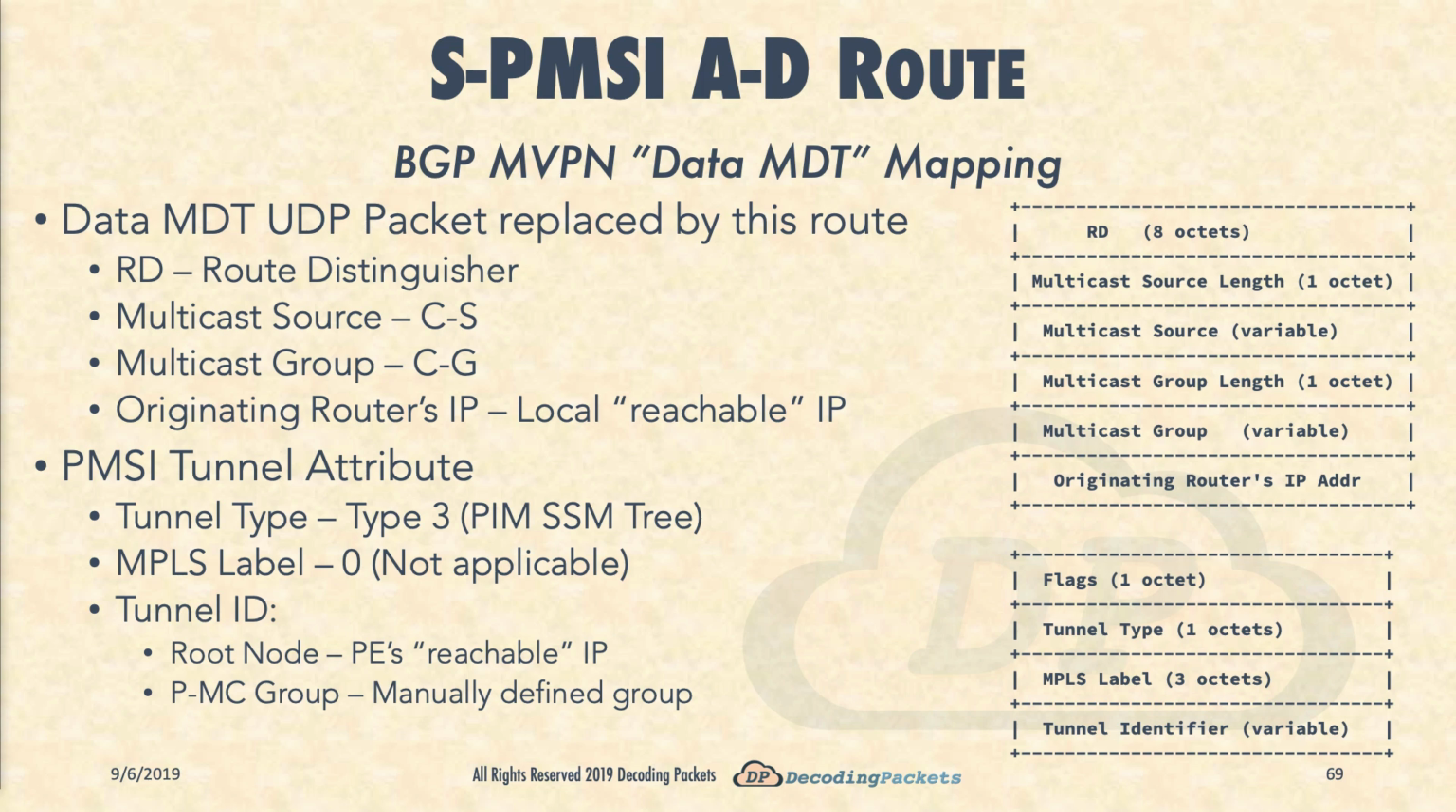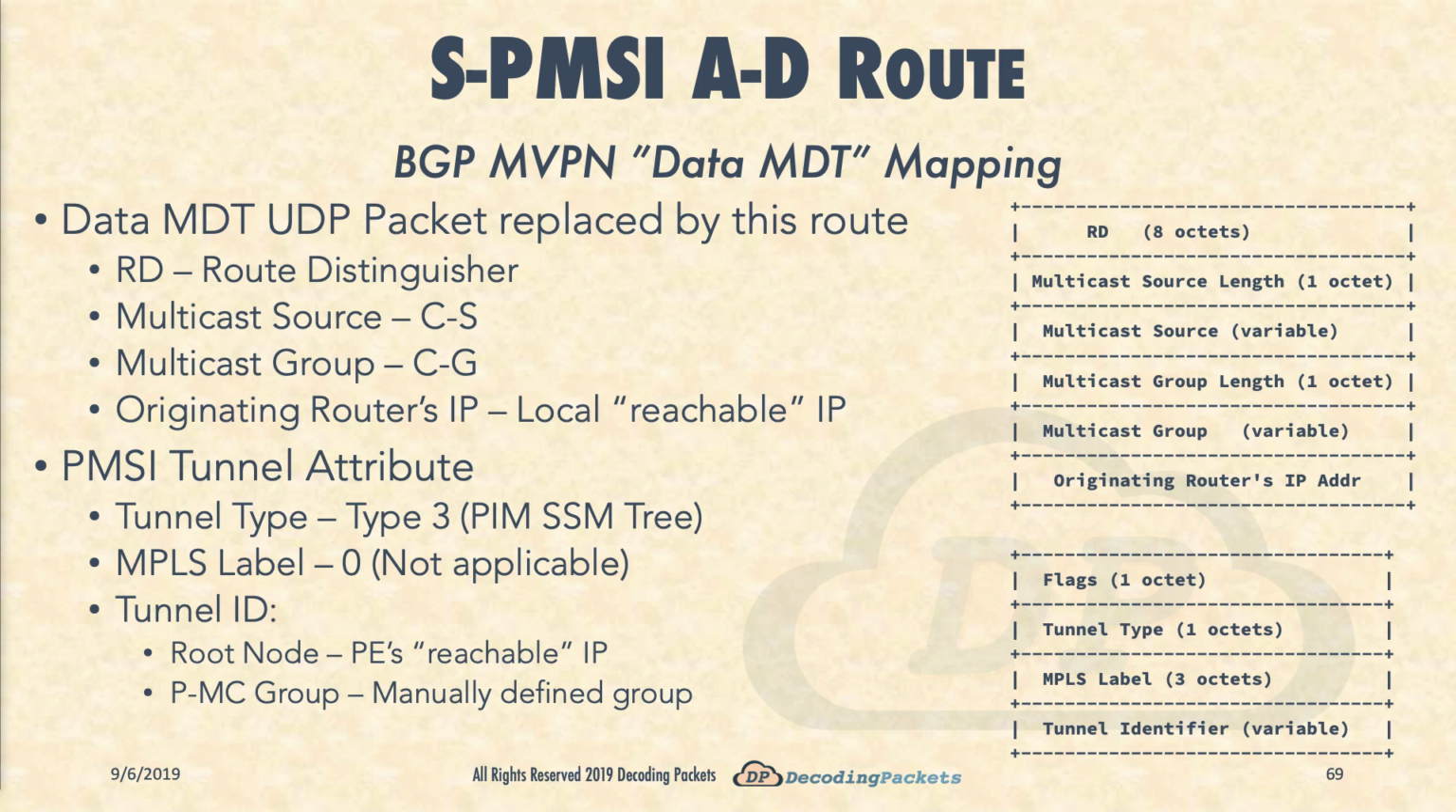Once again, standardization also leads to unification, and how it does that is by using the S-PMSI AD route, auto discovery for the S-PMSI or the data MDT. Fairly simple. Let's look at the route. RD, already explained in the IPMSI. Next is the C-multicast source length and address. So customer multicast source, its length and its address. That would be 4 octets for the length, and then the C-multicast source's IP. Group length and group address are along the same lines: 4 octets, again, because it's IPv4, and then the customer multicast group, again 4 octets because it's IPv4. Finally, wrapping things up with the originating router's IP, which was also explained in the IPMSI video.